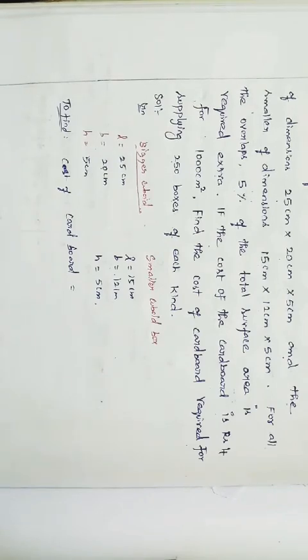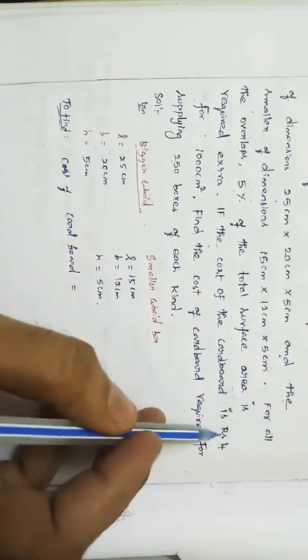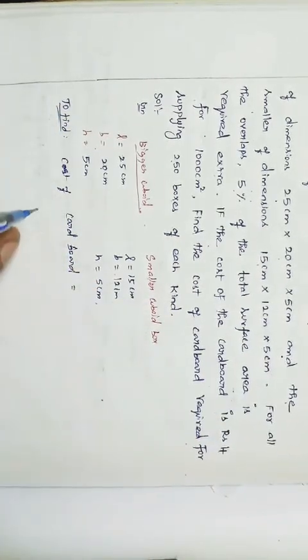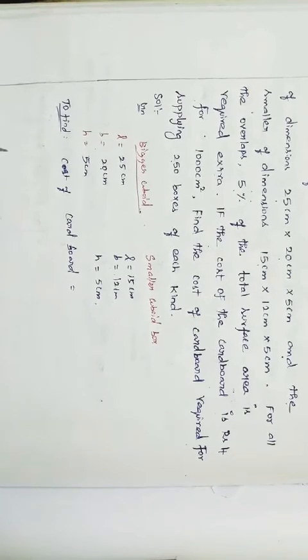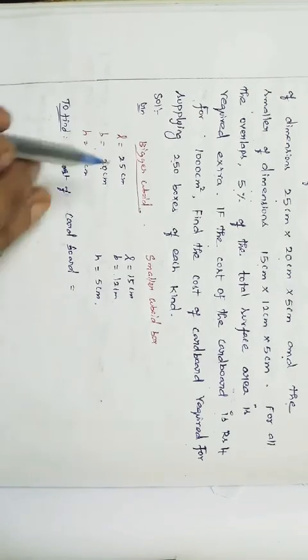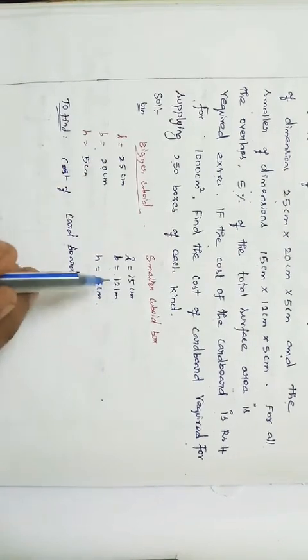Now we will get the total surface area of the cardboard. After finding the total surface area of the cardboard, we just multiply by the cost and we will get the total cost. Understood? So we are going to find the total surface area of the bigger cuboid and the total surface area of the smaller cuboid.